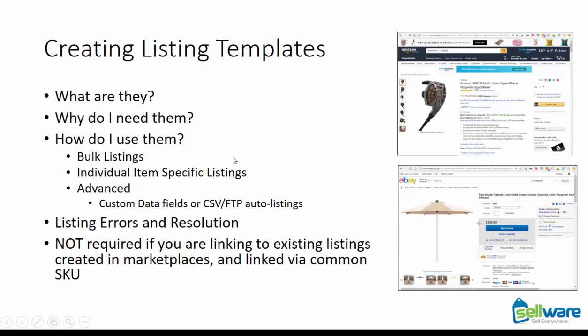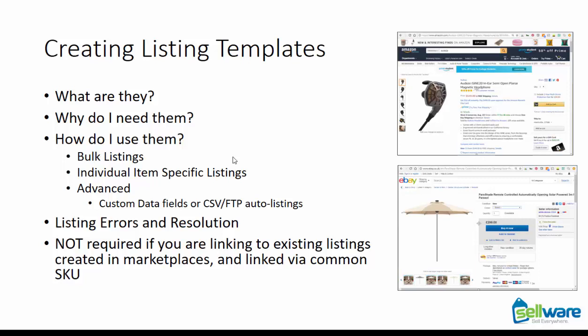So today we're going to be covering what they are, why you need them, and how you use them. For listing templates, we have a number of different ways you can create listings. We have bulk listings, where you can list multiple items at a time. So let's say you had 100 different varieties of shoes or boots or shirts or electronic devices, all in a similar category. You can list them all in bulk. We have individual item-specific listings. So if you are a price arbitrager or someone picking up wholesale or clearance items on a one-off basis, you can create items one by one.